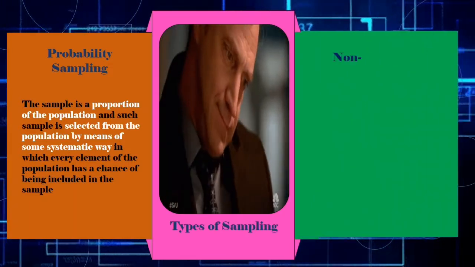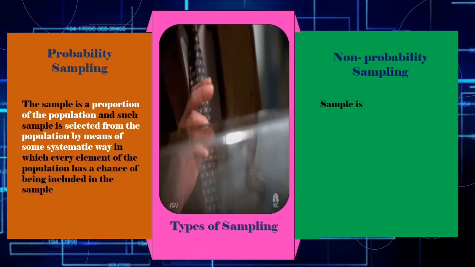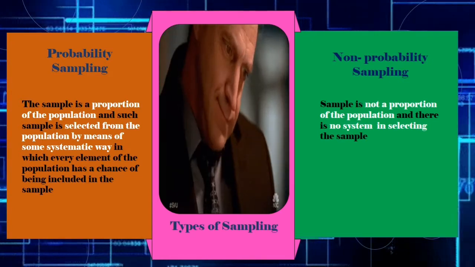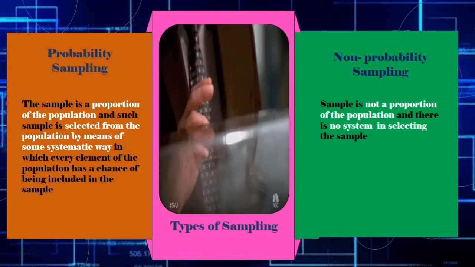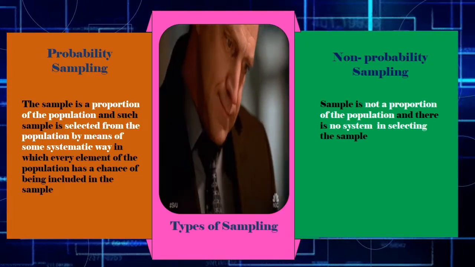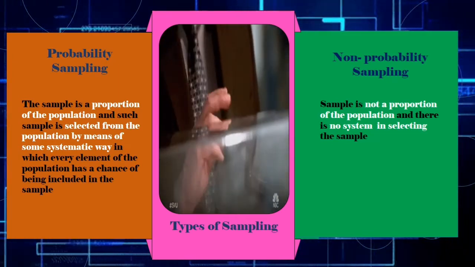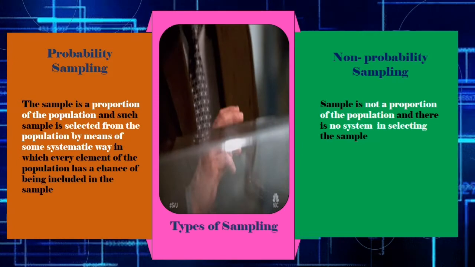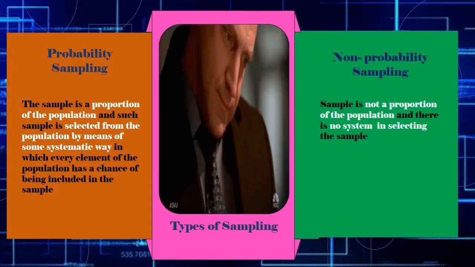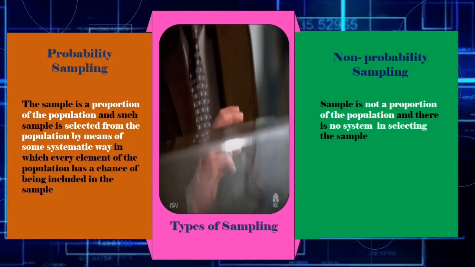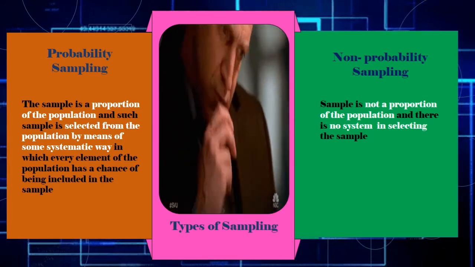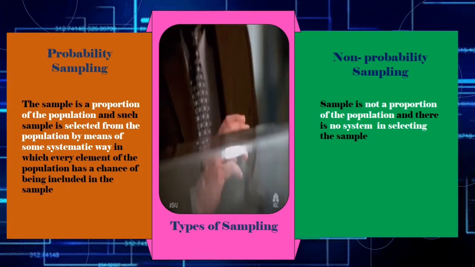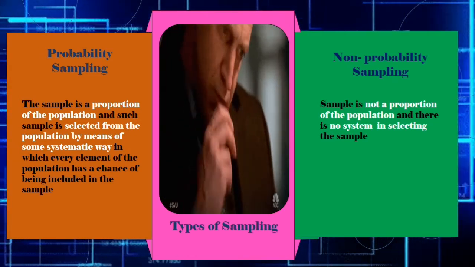While in non-probability sampling, the sample is not a proportion of the population and there is no system in selecting the sample. Non-probability sampling is a method in which not all members of the population have an equal chance of participating in the study.